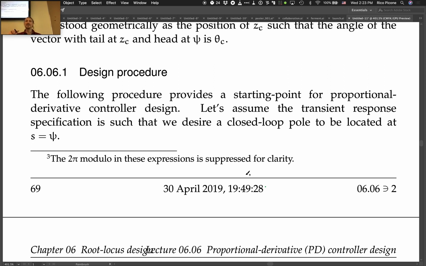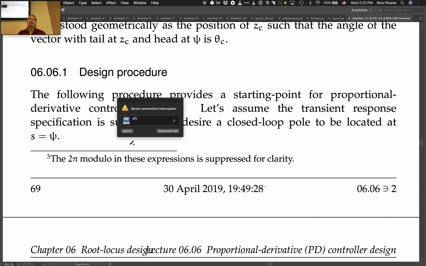The following procedure provides a starting point for proportional derivative controller design. Let's assume the transient response spec is such that we desire a closed loop pole to be located at S equals psi. So this is where we want one of our closed loop poles to be at S equals psi. We can only specify one, though. We can't specify multiple locations. We can only choose where one of the closed loop poles is going to be. The other ones are just going to be wherever they end up on their other branches, right?